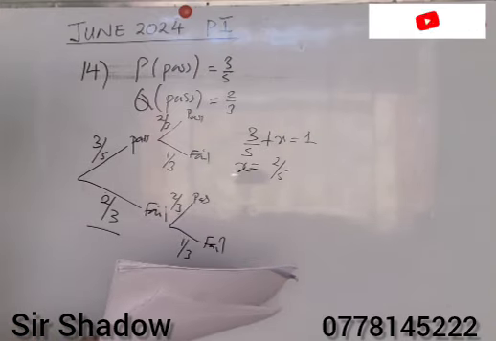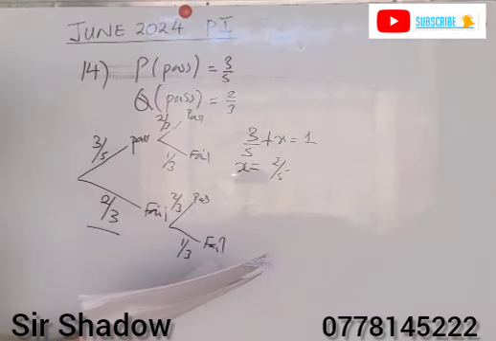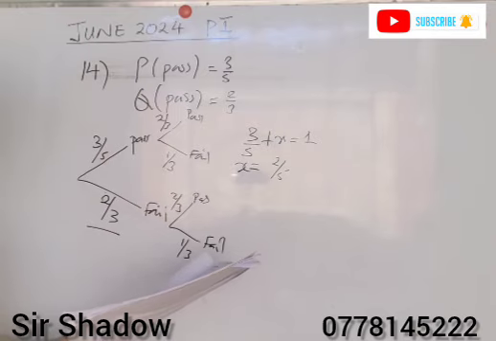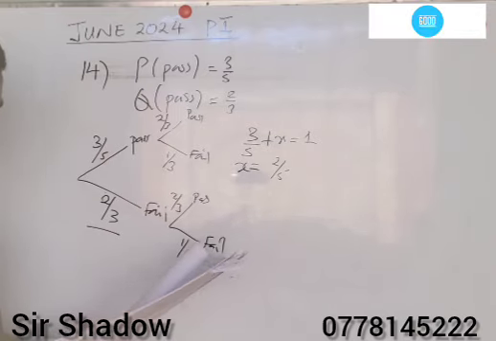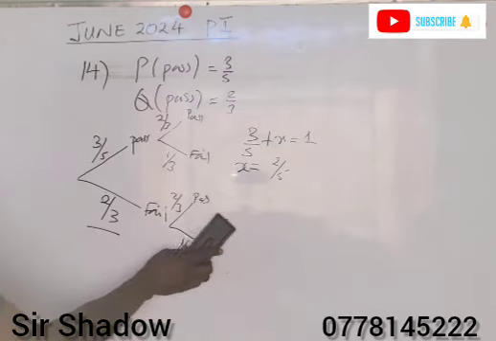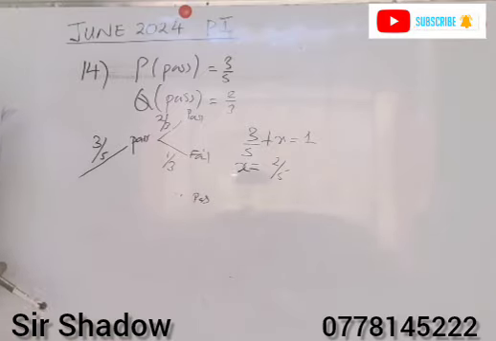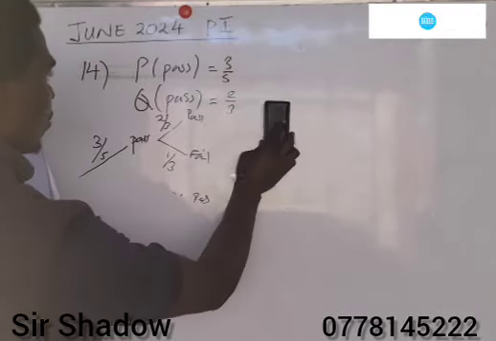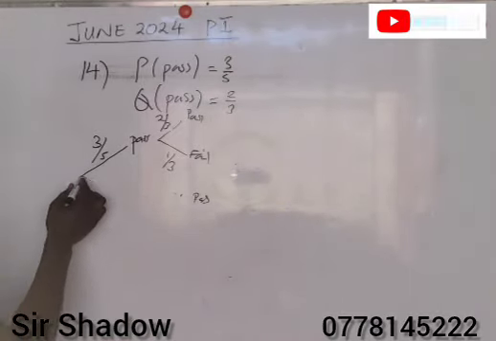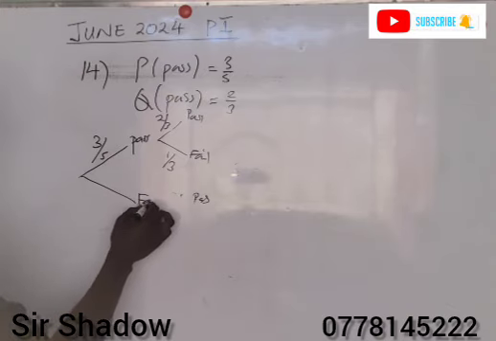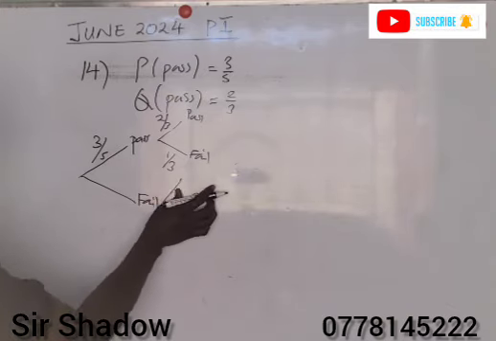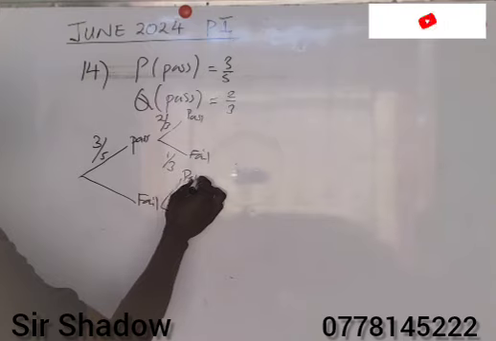So this is how to complete these tree diagrams, given this one, which is fail, and this one, which is pass, which is fail.